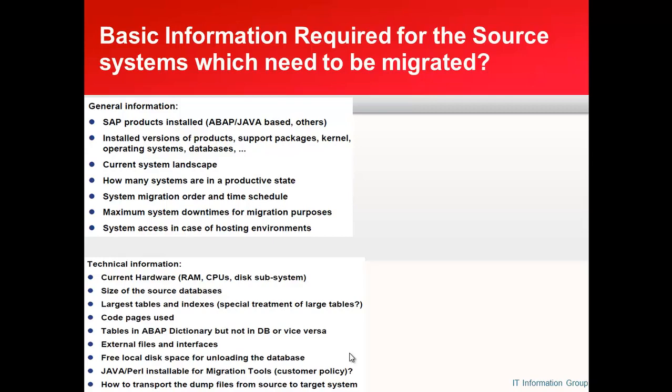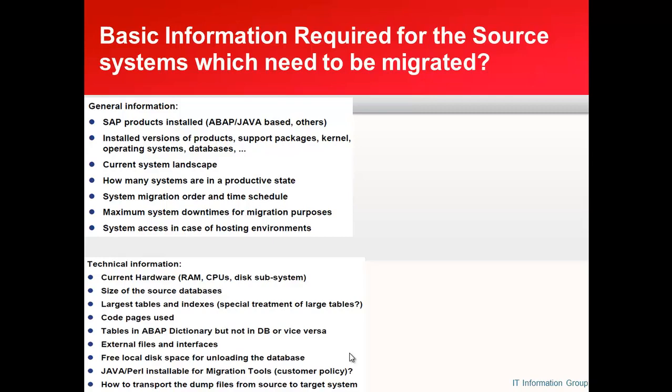Okay, we need to find out the largest tables and indexes, because if there are a larger number of large tables, we may need to find a special way of treating them. We may need to split those larger tables. We may need to find out the information about the code pages which are used, whether they are on Unicode, or are they using different code pages, or single code pages.